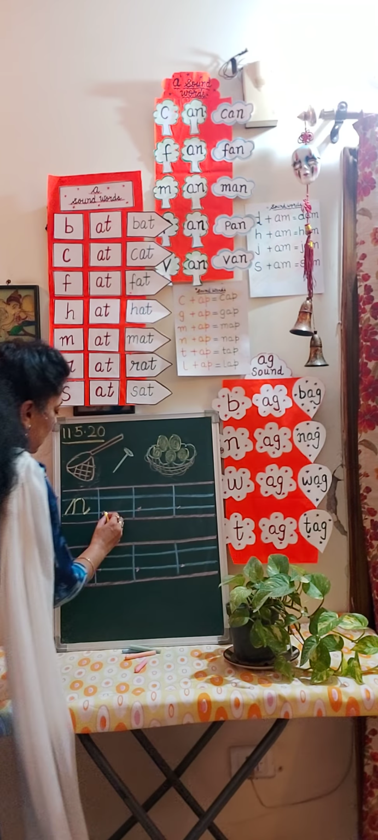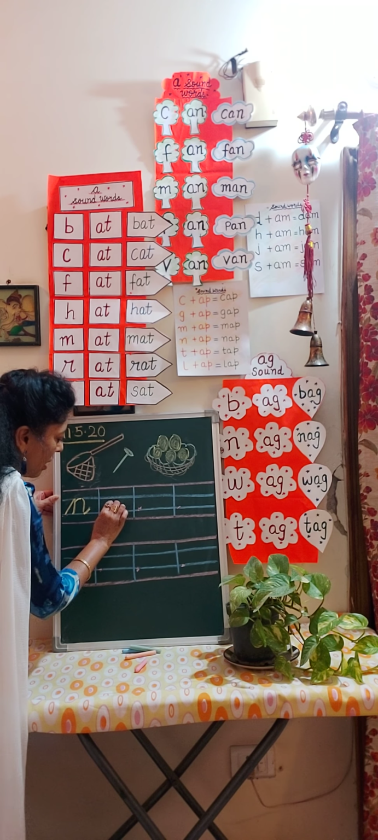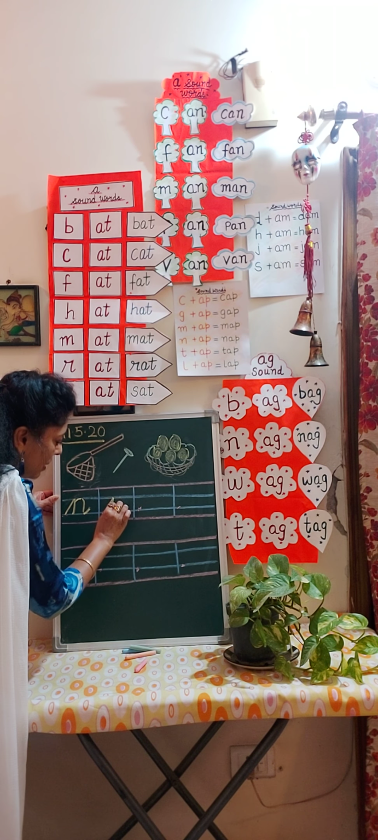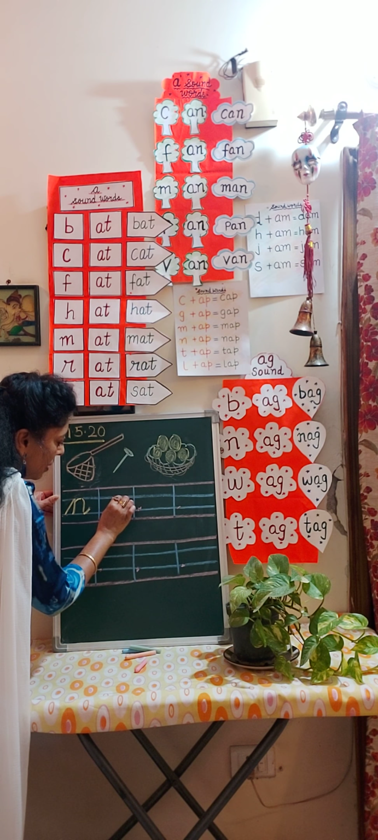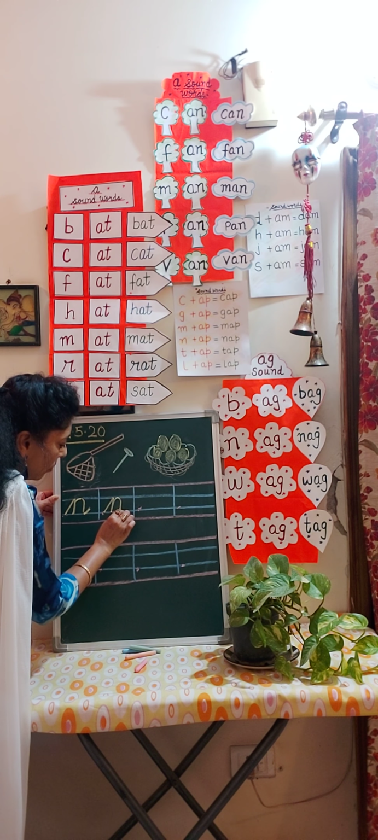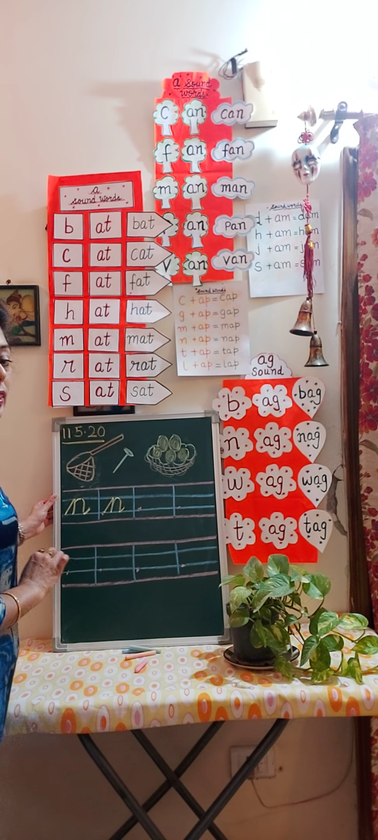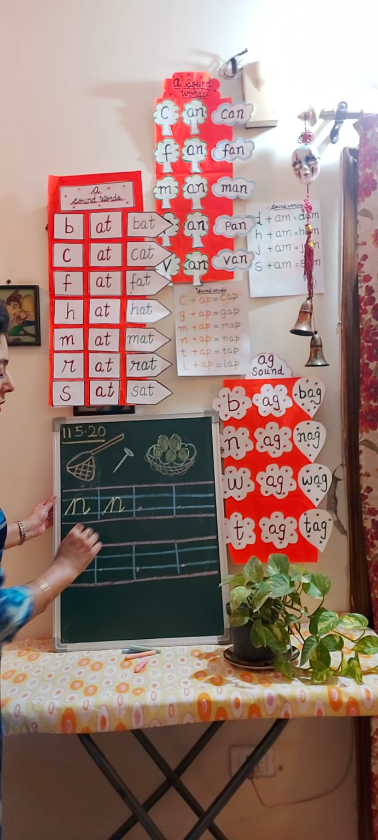Starting from the corner, slant up, down. From the same line, go up, turn, down and tick. So, let us do it once again. Starting from the corner, slant up, down. With the same line go up, turn, down and tick. This is the formation of N.